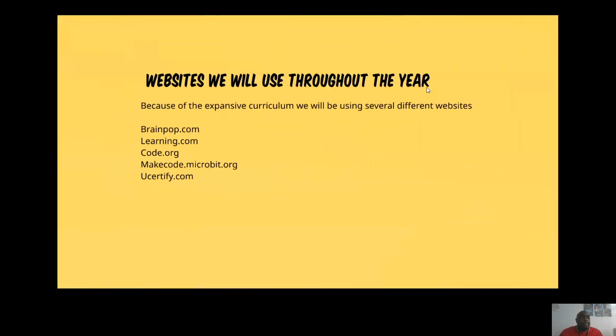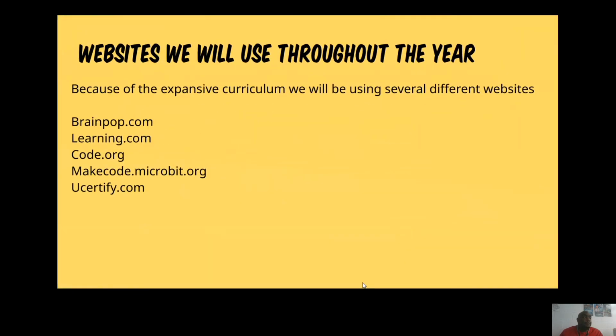Some of the websites that we'll be using: brainpop.com is a big part, learning.com, code.org, makecode, microbit.org, and U-Certify. And those are just some of the popular websites that we will use throughout the year.